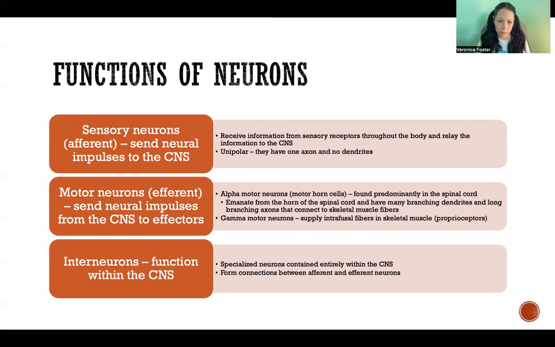So all three types of muscle are effectors. And then both types of glands, endocrine and exocrine, are also effectors. So those are structures in the body that receive motor commands from the central nervous system and then act on them.